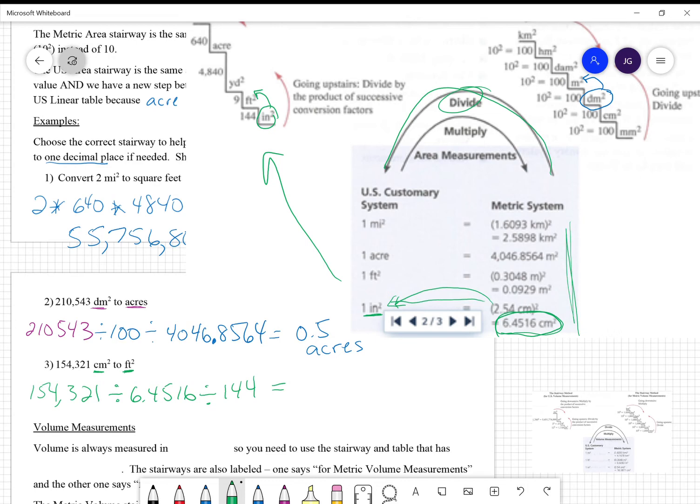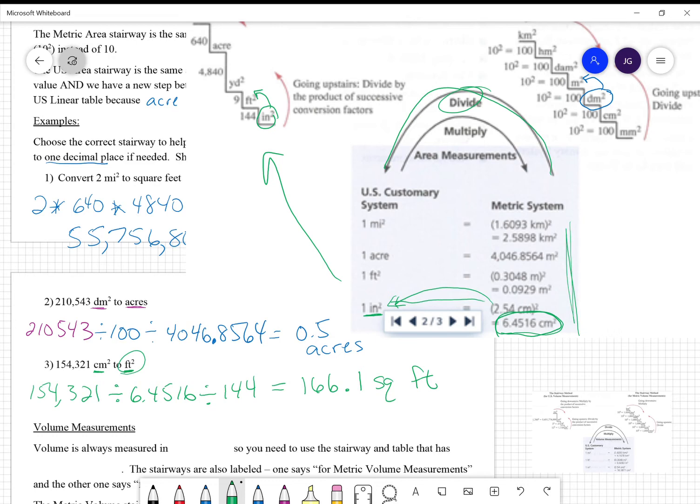154,321 divided by 6.4516 divided by 144 is 166.109, so 166.1 square feet. Okay, if you didn't think this was enough practice, just make sure to do enough of these that you feel comfortable using these tables and stairs, and you will be able to use them. They're on page 407, 408 in your book.